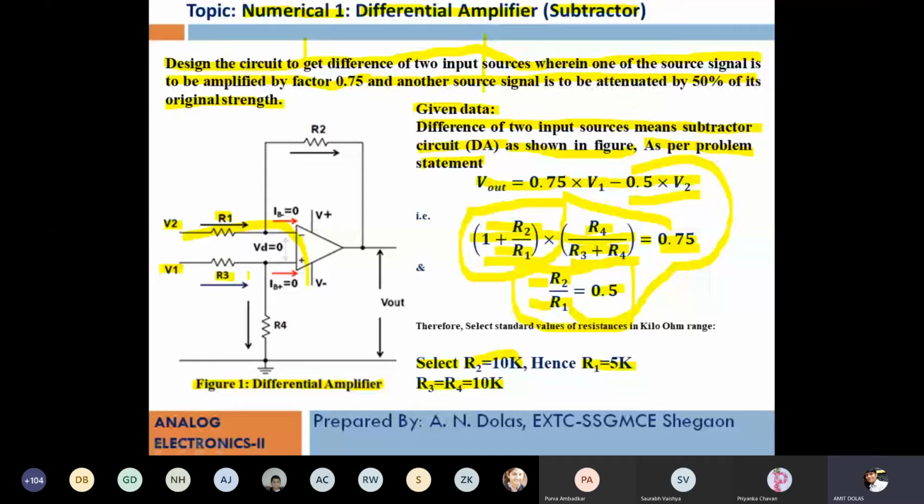The evaluator will understand that the student knows how to choose a proper value of the component. So this problem is solved.